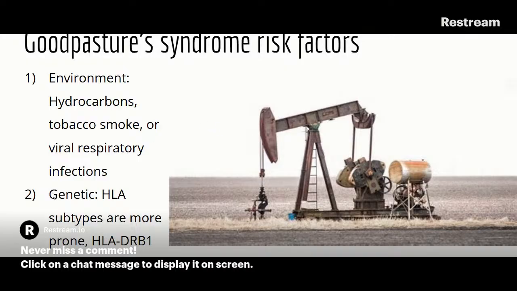Your main risk factors are going to be, you work in, say, the crude oil industry, you work exposed to hydrocarbons or tobacco smoke, or you've had a history of long-standing viral respiratory infections. Some genotypes are more prone than others, but if asked about risk factors, I'd probably focus on this section here.